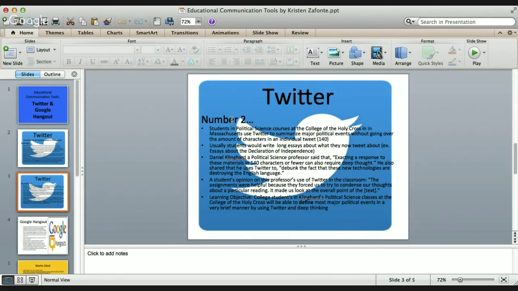And the professor, Daniel Klinghard, believes that eliciting a response to these materials in 140 characters or fewer can also require deep thought. He uses Twitter to debunk the idea that these new technologies are destroying the English language. I found in the article that a student shared these assignments were helpful because they forced us to condense our thoughts about a particular reading.